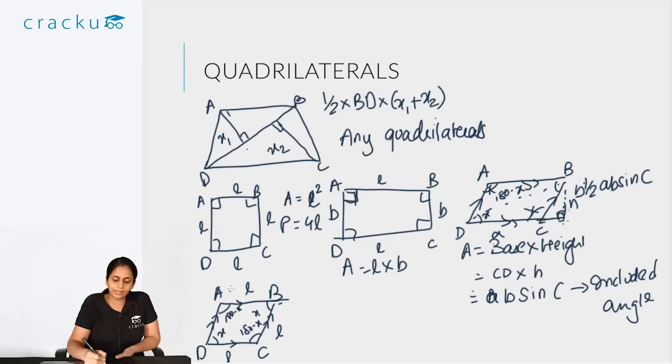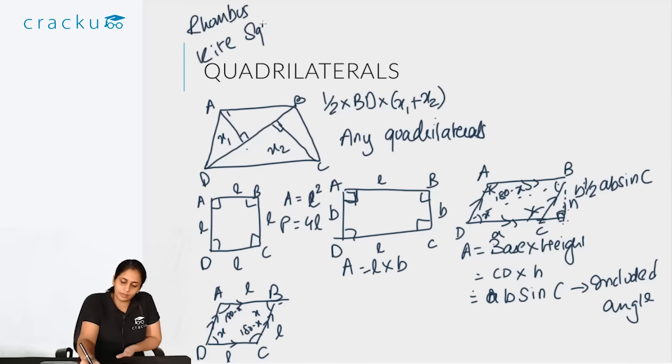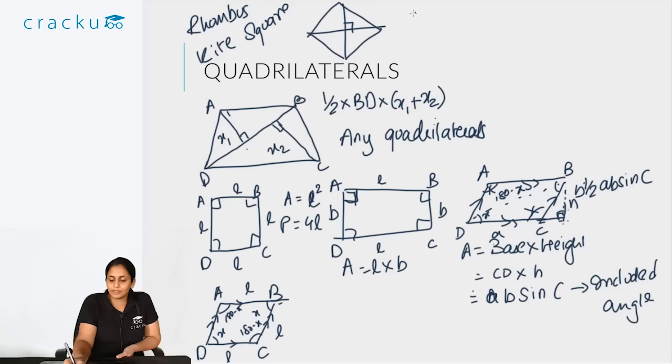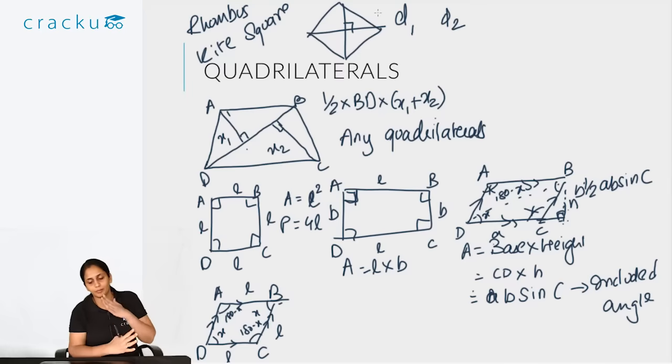In the case of a rhombus, kite and a square, the diagonals cross and intersect each other at right angles. So if the length of the first diagonal is d1 and the length of the second diagonal is d2, d1 and d2 intersect each other at right angles. In the case of a square, they are perpendicular bisectors of each other, that is they bisect each other at right angles. Same is the case with a rhombus, they bisect each other at right angles. In the case of a square, the two diagonals will also be equal. In the case of a rhombus, they will not be equal.